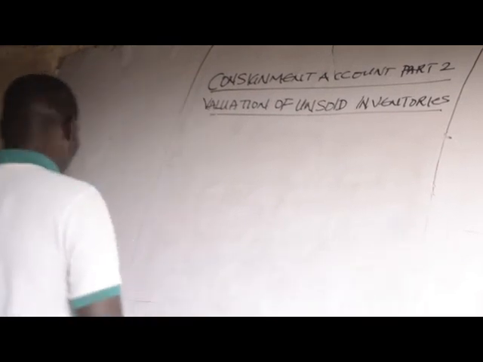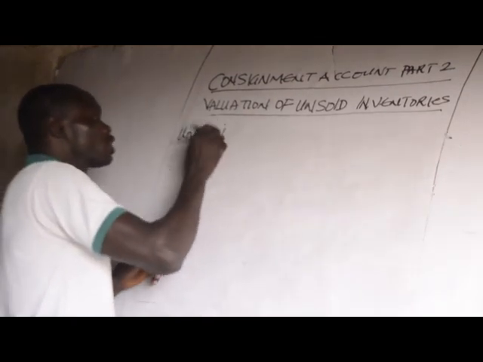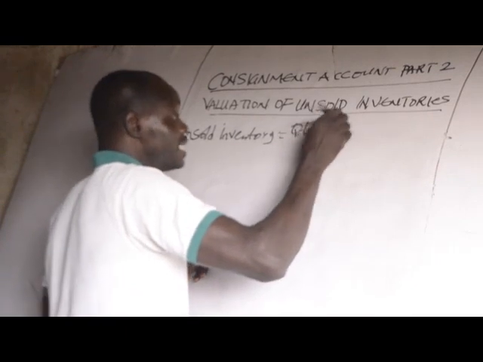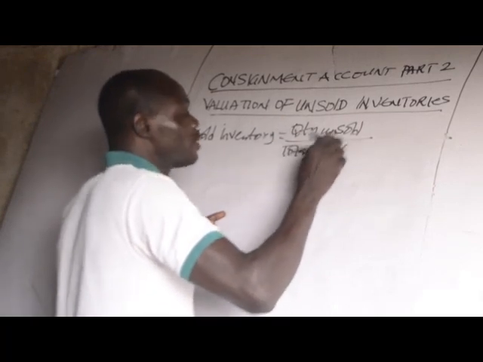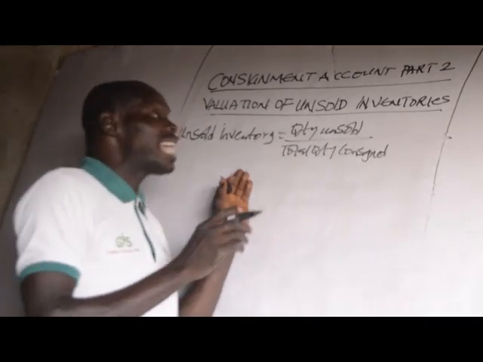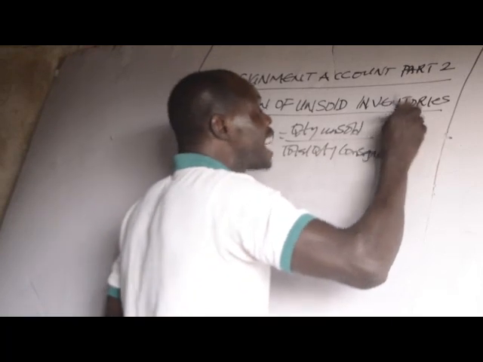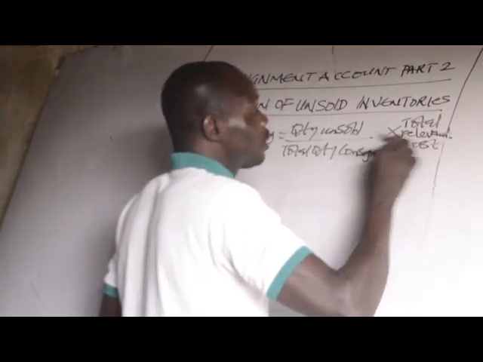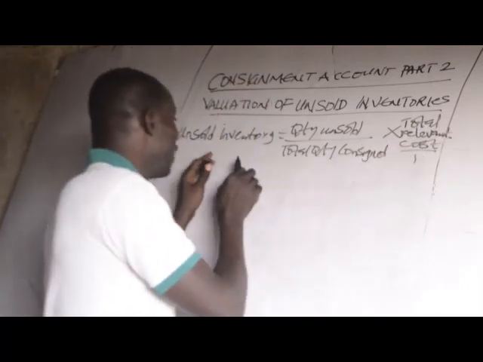Now, to value your unsold inventory or unsold stocks, you either call it unsold stocks or unsold inventory, I say it will be equal to quantity unsold, that is the remaining ones in stock, the ones that have not been sold, over total quantity consigned. Total quantity consigned is the total quantity of items sent by the principal to the agent, multiplied by the total relevant cost. That is the value of unsold inventory.